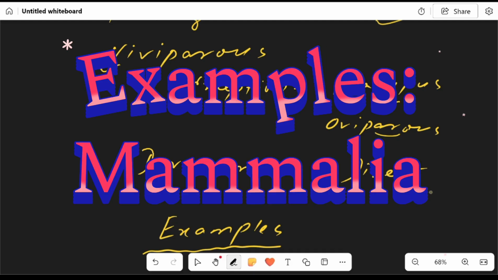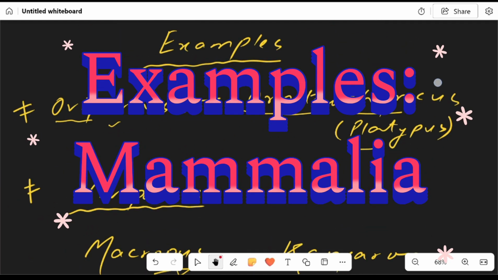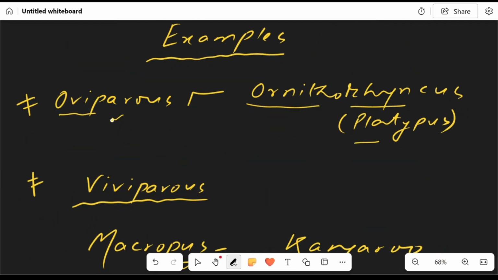Their development is direct. Now let us dwell upon the examples. There is only one oviparous example, Ornithorhynchus or platypus. The rest are viviparous.